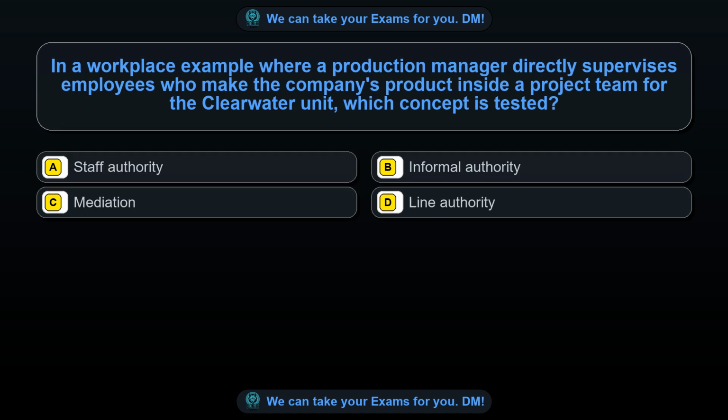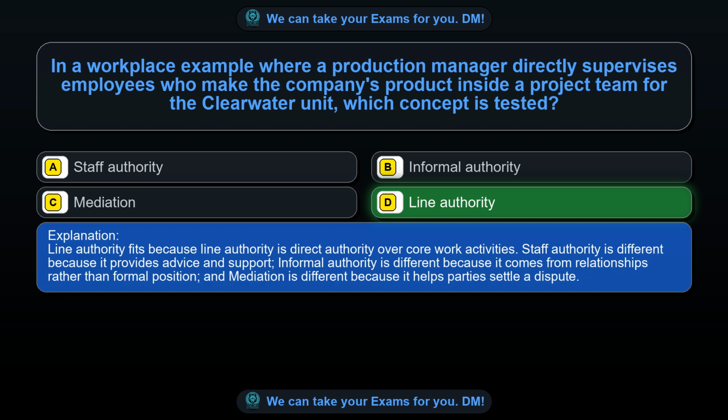Question 49. In a workplace example where a production manager directly supervises employees who make the company's product inside a project team for the Clearwater unit, which concept is tested? Option A, staff authority. Option B, informal authority. Option C, mediation. Option D, line authority. The correct answer is option D, line authority.